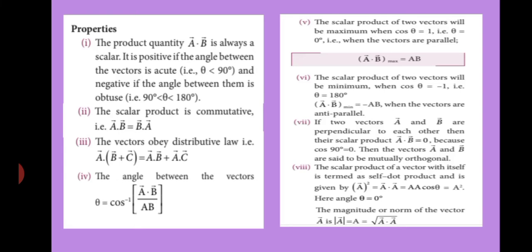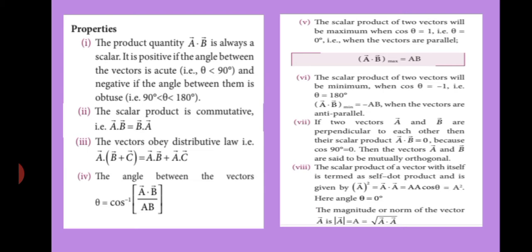The fifth point is that the scalar product of two vectors will be maximum when cos theta is equal to 1, that is theta is equal to 0 degrees, that is when the vectors are parallel. A vector dot B vector maximum is equal to AB. The sixth point is that the scalar product of two vectors will be minimum when cos theta is equal to minus 1, that is theta is equal to 180 degrees. A vector dot B vector is equal to minus AB when the vectors are anti-parallel.